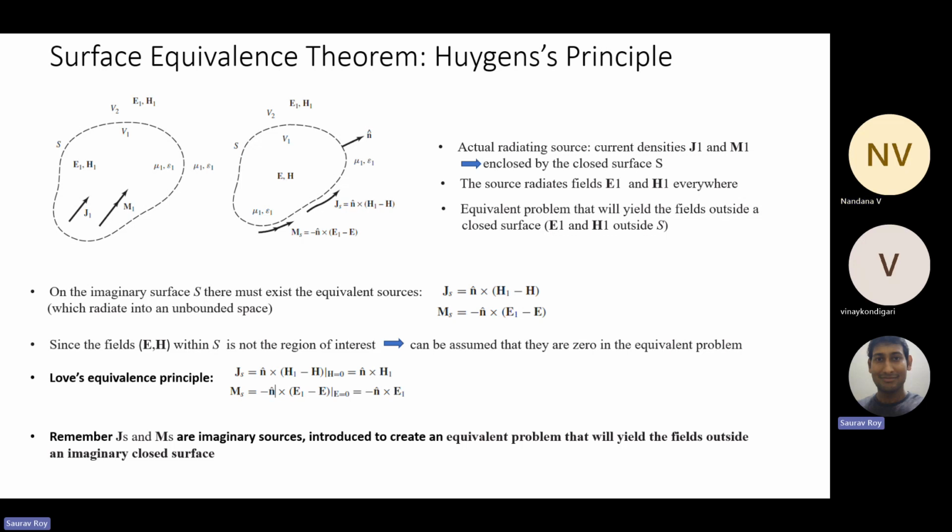There are two equations. Do you see JS and MS have values in terms of a curl equation? So do you understand how it is coming? This is the basic boundary value problem in electromagnetics between volume V1 and V2. This is the boundary, right? If you have a boundary, then what happens? How do you get this?